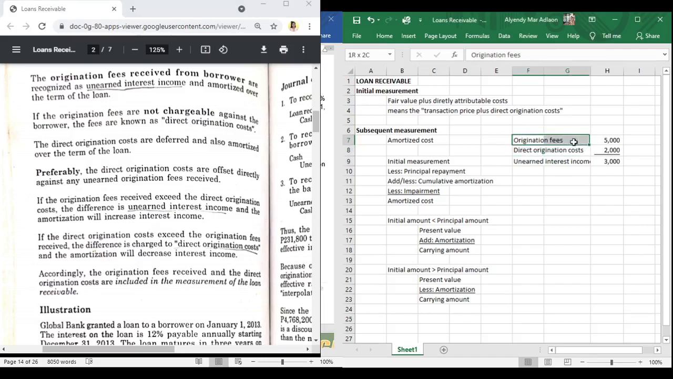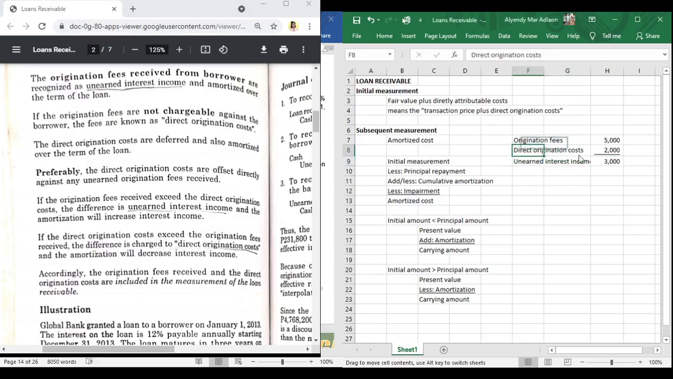If the origination fees are greater than the direct origination cost, then that will be unearned interest income. So, it is proven based on the computation, no? So, we have an unearned interest income of 3,000. Accordingly, it will increase interest income. Later, I will discuss how it will increase the interest income. And then, how about the reverse? If the direct origination costs exceed the origination fees received, then the difference is charged to direct origination cost and the amortization will decrease interest income.